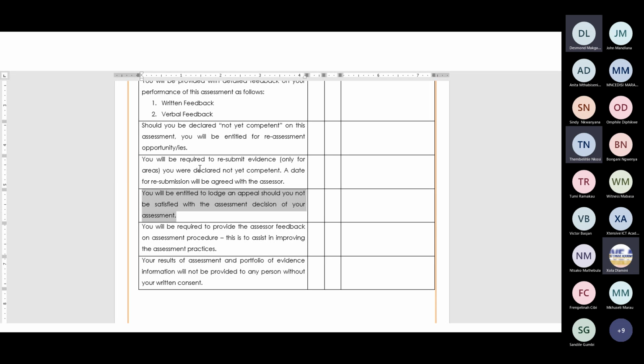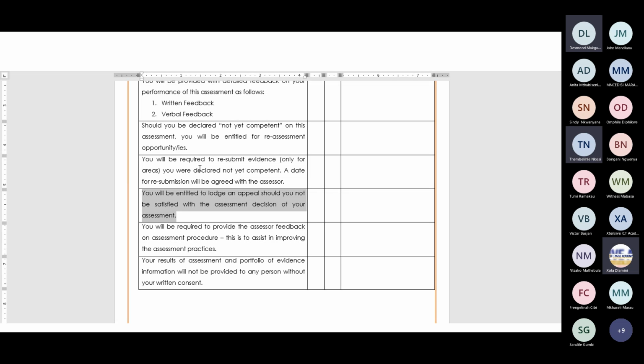If you are still not happy with the decision of the moderator, then the sitter will be involved, and that particular feedback will then be given by the sitter. I hope I'm making sense, colleagues. So if you are not happy with your POE being marked not yet competent, or your assessment not being marked competent, that can still be dealt with in that fashion.